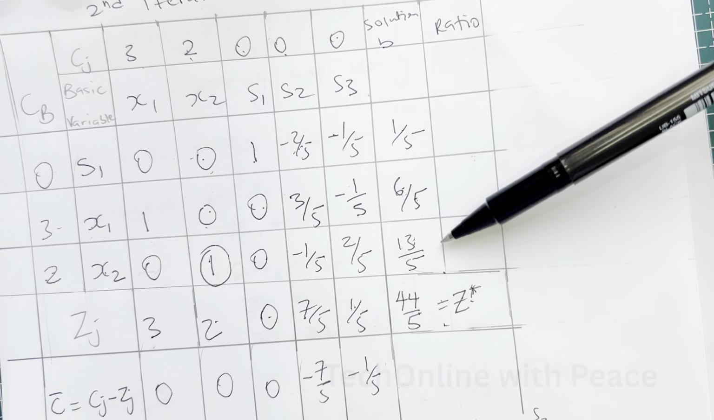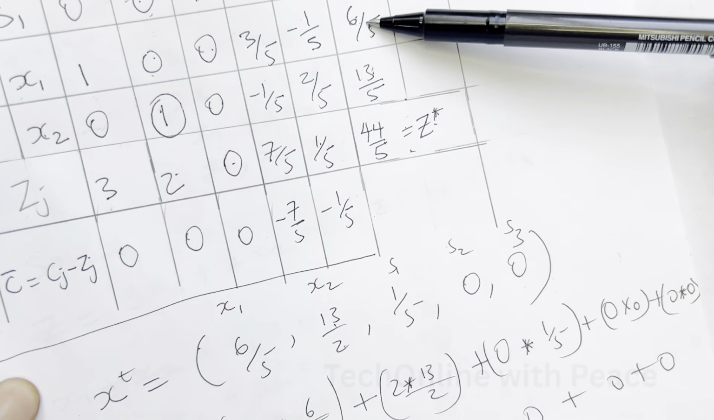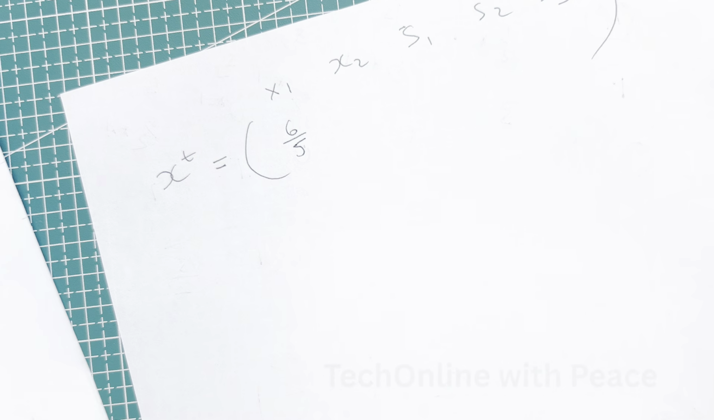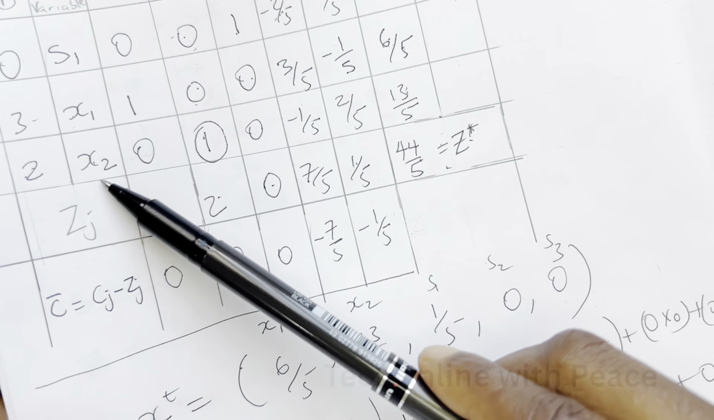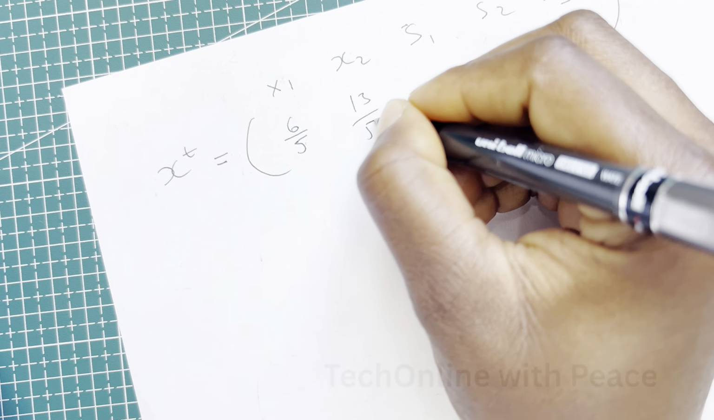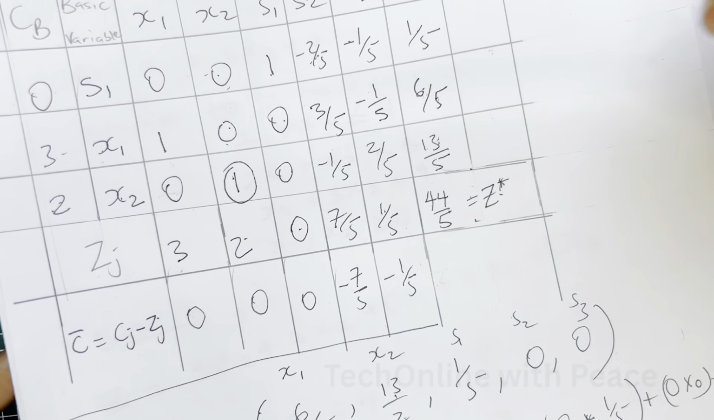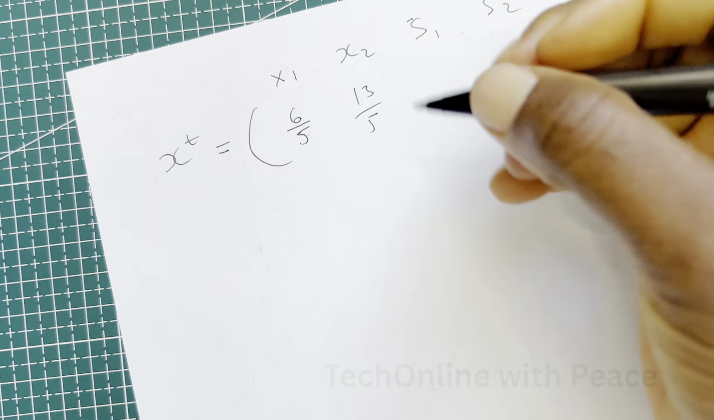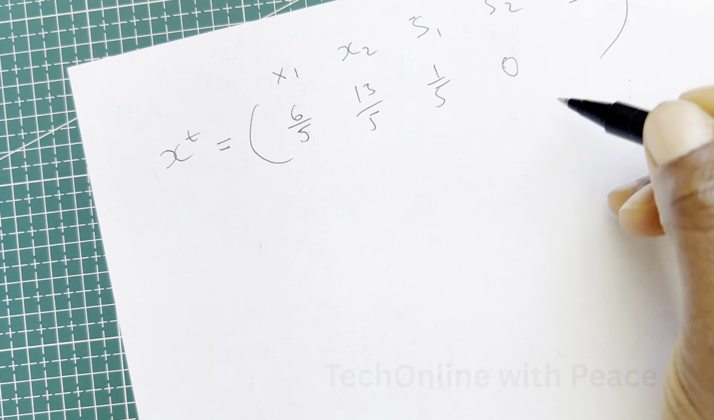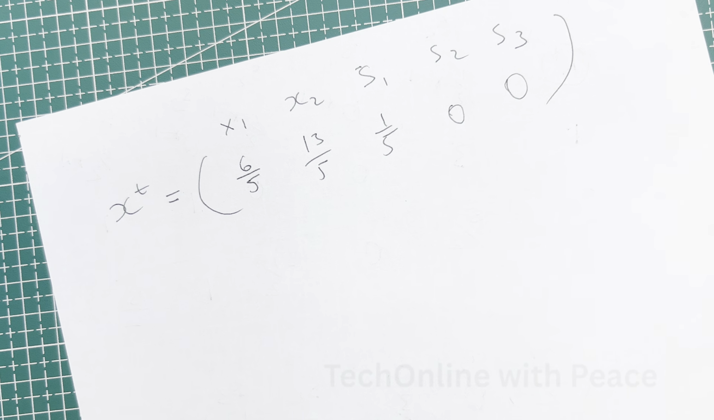We're going to write the values out. So for x1, we have 6 over 5. For x2, the value here is 13 over 5. For the slack variable, we have 1 over 5. For the others, there is no value, so we'll write 0 here for x2, 0 for x3.